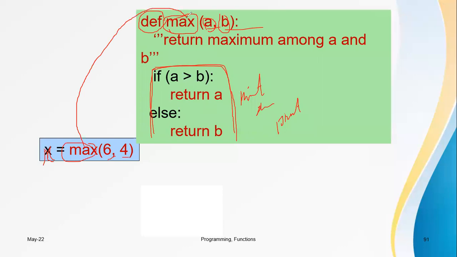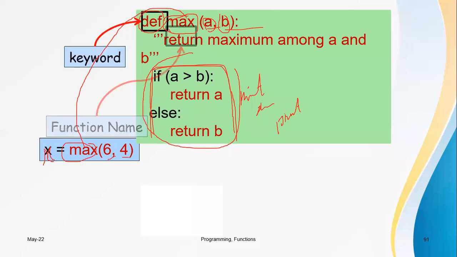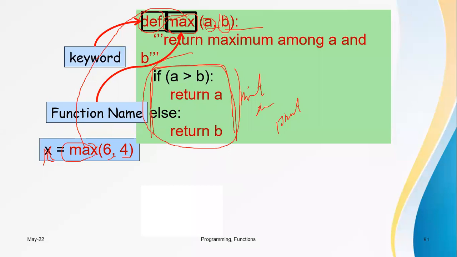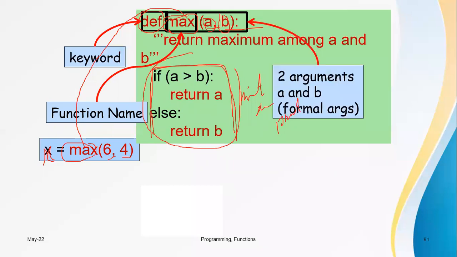So maximum is a function definition. What is the function of the definition? To find whether A is greater than B or not, then print it out. So now what happened? This is the keyword. This is the function name. These are the two arguments.